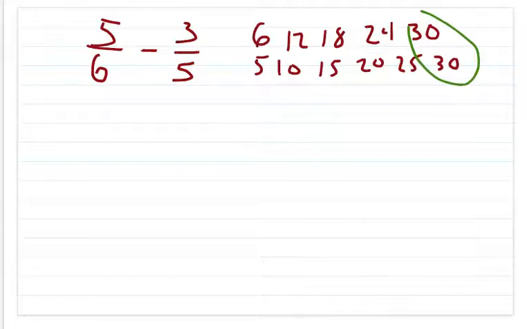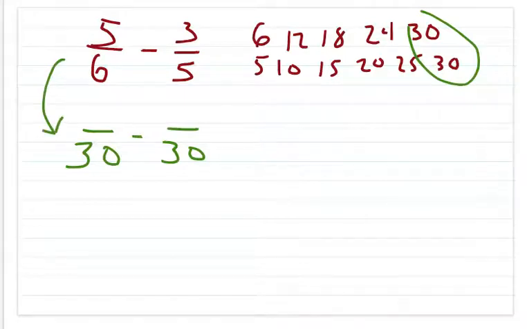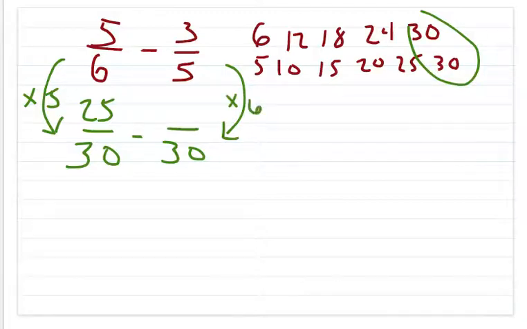So what I need to do is convert both of these fractions, or rename them, to fractions over the denominator of 30. So how do I go from 6 to 30? I'm going to multiply by 5. So 5 times 5 is 25. And in this problem here, I go from 5 to 30 by multiplying by 6. So 3 times 6 is 18.